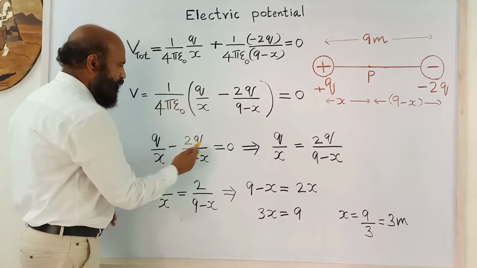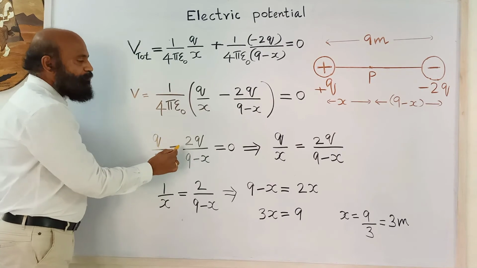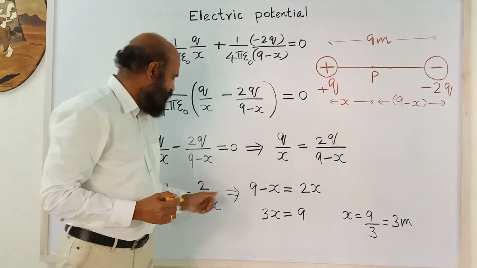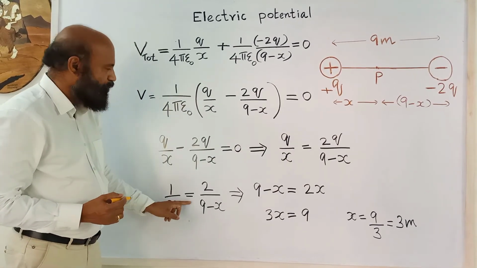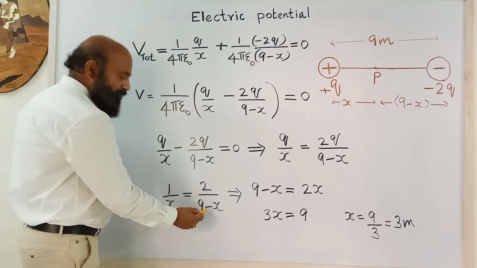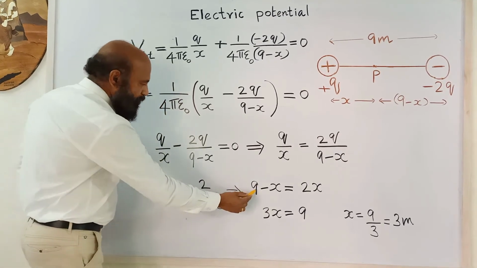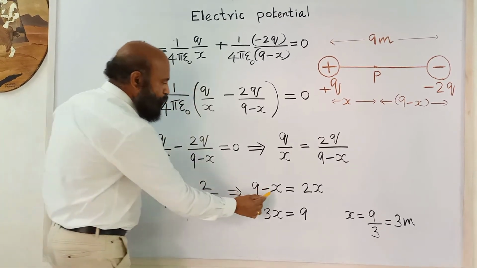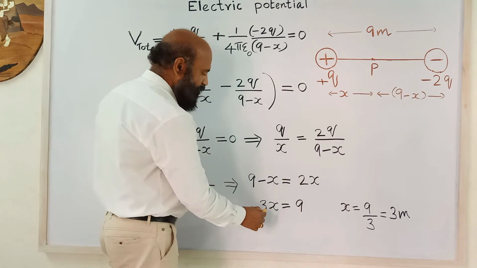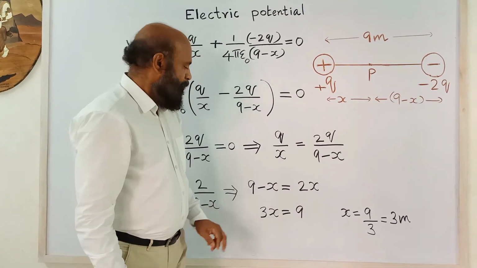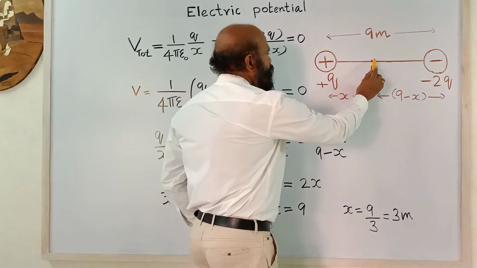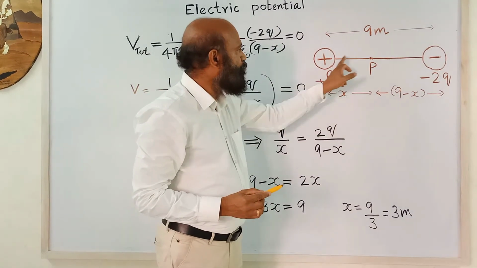By taking this to the other side, you will get q by x is equal to 2q divided by 9 minus x. Then this q will get cancelled. After that, you will get 1 by x is equal to 2 divided by 9 minus x. Then rearranging this, you will get 1 into 9 minus x, 9 minus x is equal to 2x. You take x to the other side. So 2x plus x is 3x. From this you are getting 3x is 9. That means x is 9 by 3, so 3. So potential will become 0 at a distance of 3 meters from the positive charge.